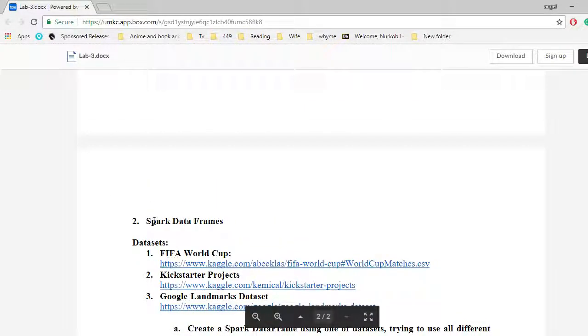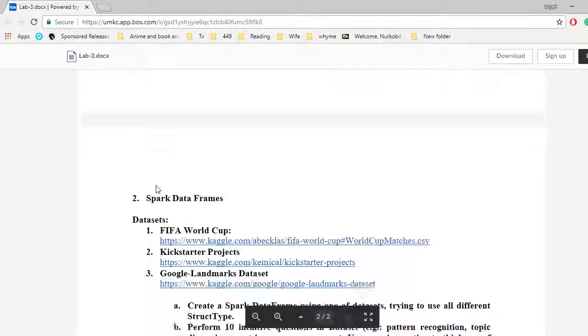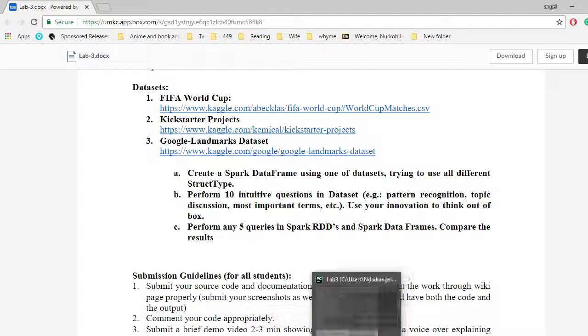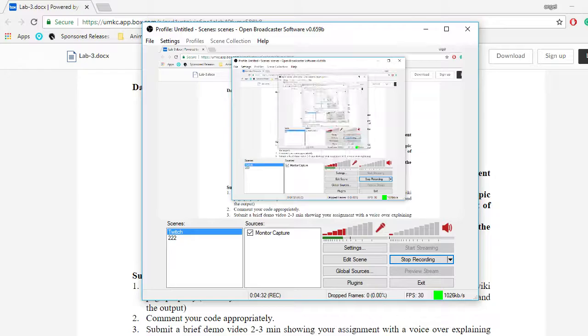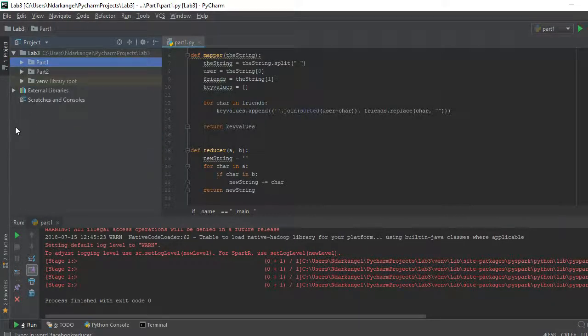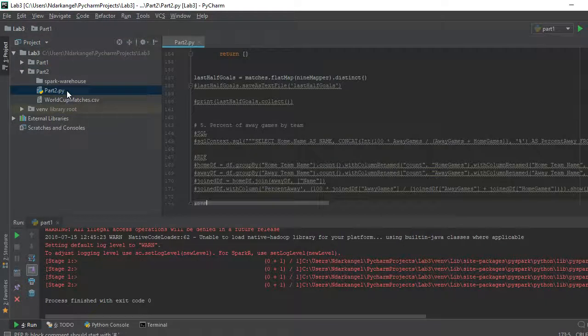This was Spark DataFrame. We had to choose one of the three datasets. We chose the FIFA World Cup, because it's the World Cup, so we chose this one. Let's make sure this is running. Okay, now we're done with part one. Let's get out of here. So this is our part two.